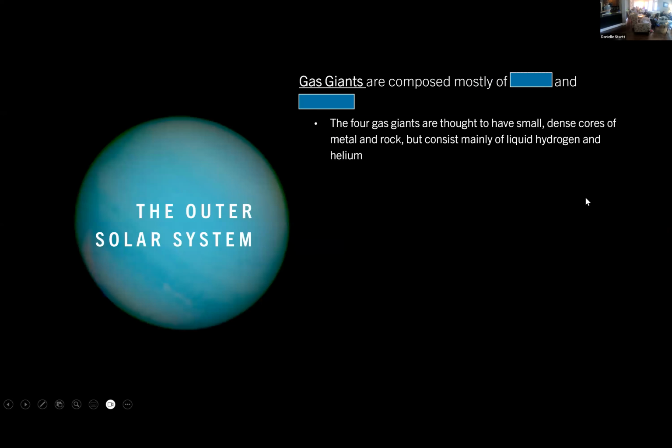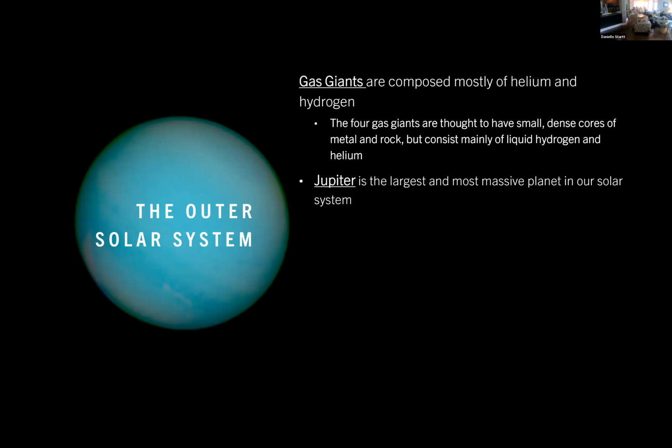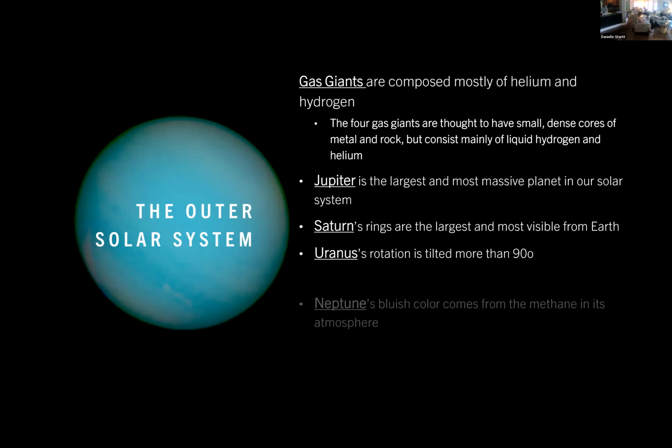So we get through our asteroid belt, and now we're at our gas giants. What are they mostly composed of, these outer planets? Piper? Hydrogen and helium, yes. Liquid hydrogen and helium mainly. All right, so Jupiter, right? Saturn and Uranus and Neptune.